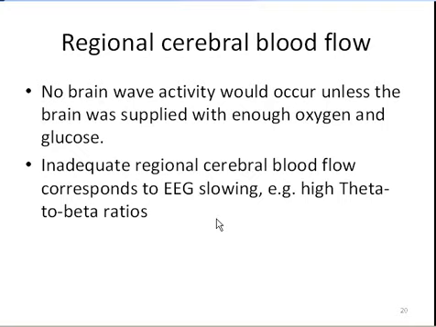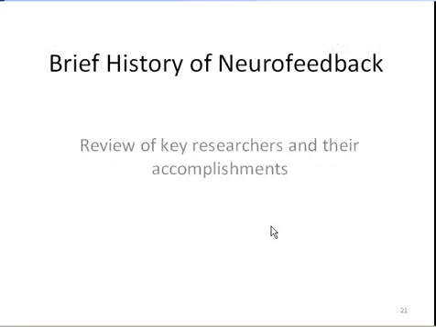Regional cerebral blood flow. No brainwave activity could occur unless the brain was supplied with enough oxygen and glucose. Inadequate regional cerebral blood flow corresponds to EEG slowing, that is, higher amplitudes of theta or high theta to beta ratios. Now let's have a brief history of neurofeedback.